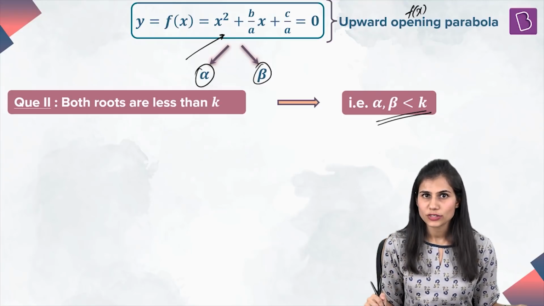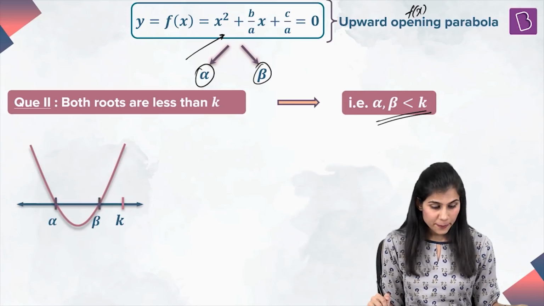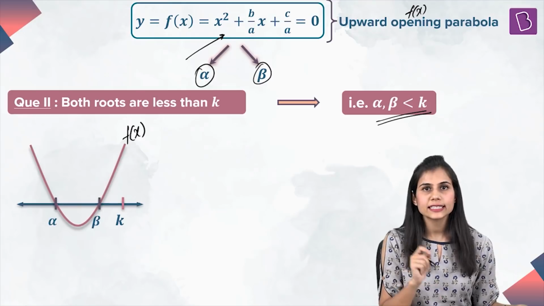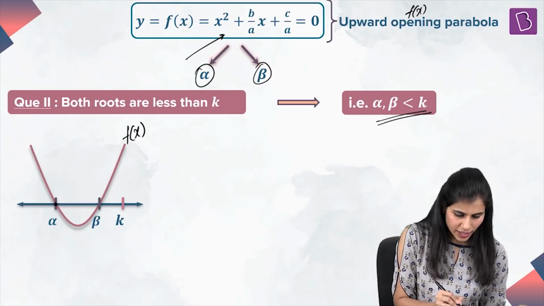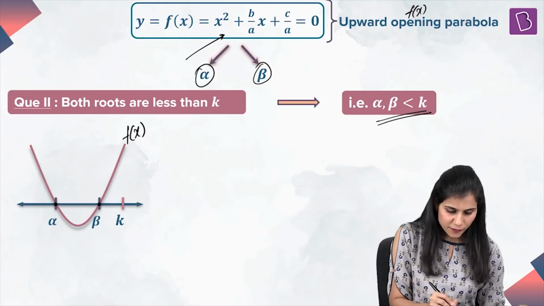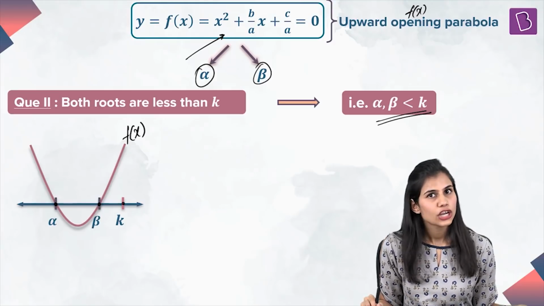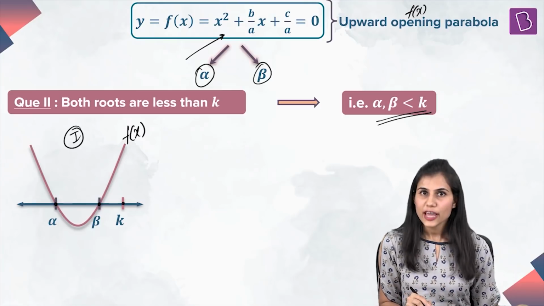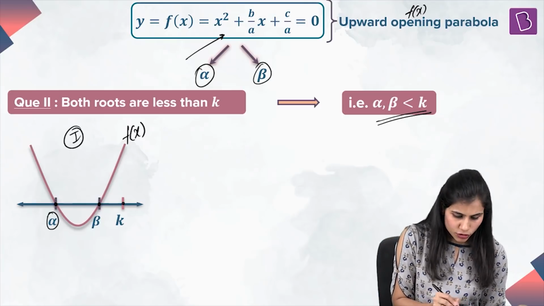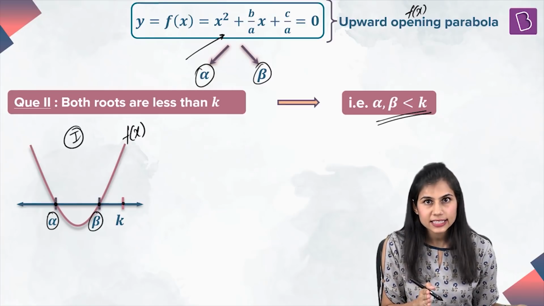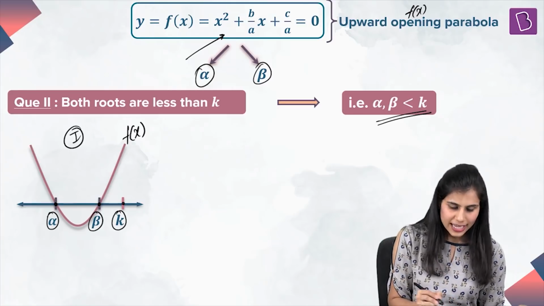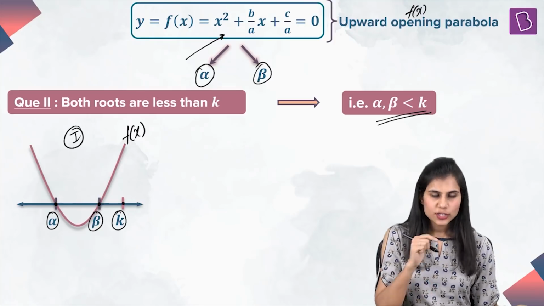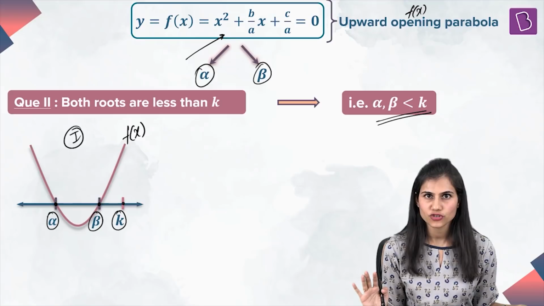Let's try to answer this question. The first situation can be this: when f of x is an upward opening parabola intersecting the x-axis at two distinct points which are both lying to the left of k. In this situation, f of x equal to 0 has both roots real and distinct which are both lying to the left of k, or which are both strictly less than k. So this is one situation which is an answer to my question.